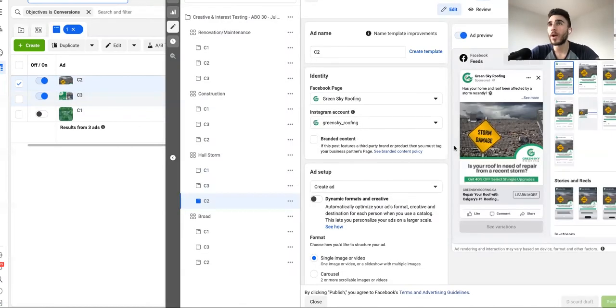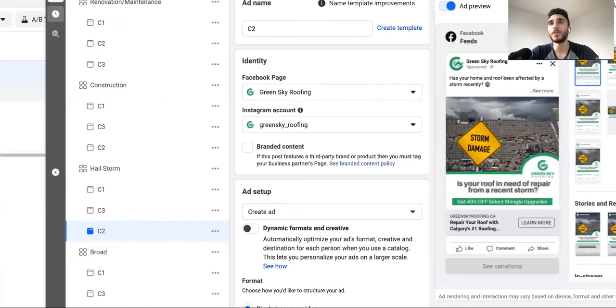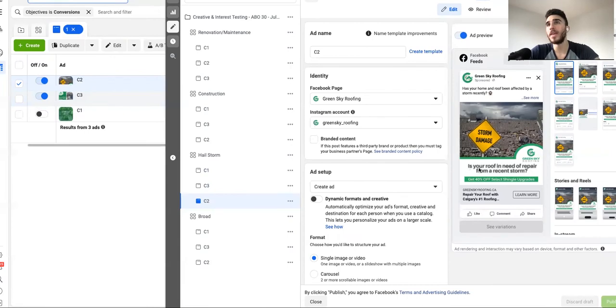This one has a little bit more writing, but again, you have the roof there that's been destroyed. The logo is prominent. And then we're asking the same thing. Is your roof in need of a repair from a recent storm? And then we reiterate the offer, get 40% off select shingle upgrades.